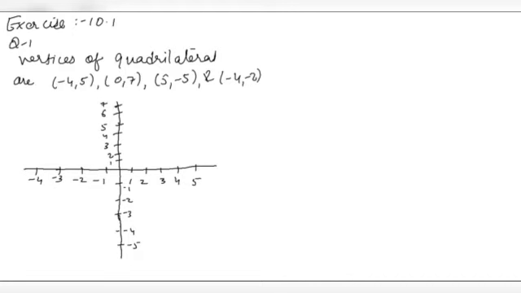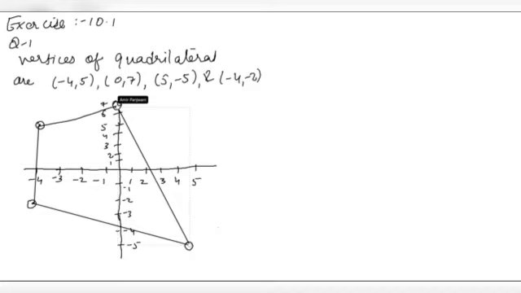0 comma 7 will be over here. -4 comma 5 will be somewhere over here. 5 comma -5 will be over here. And -4 comma -2 will be over here. So we'll join these points. So this is my quadrilateral formed.